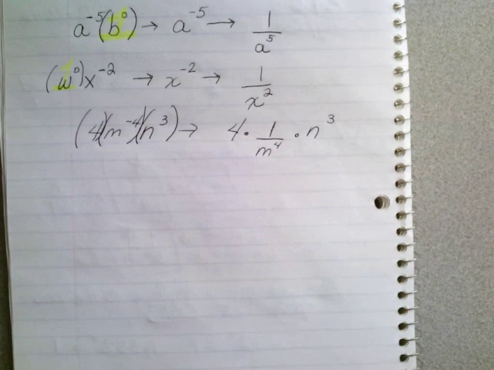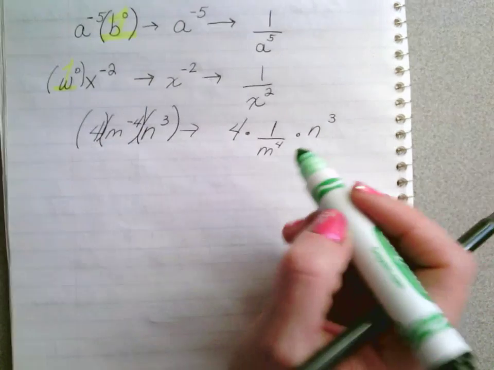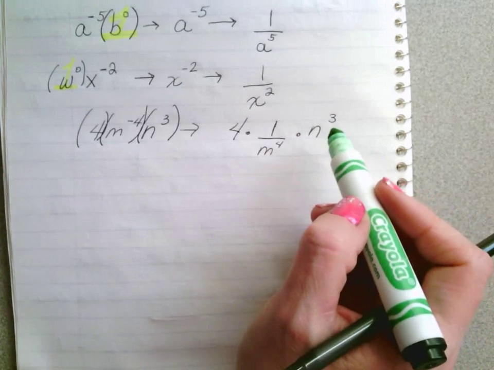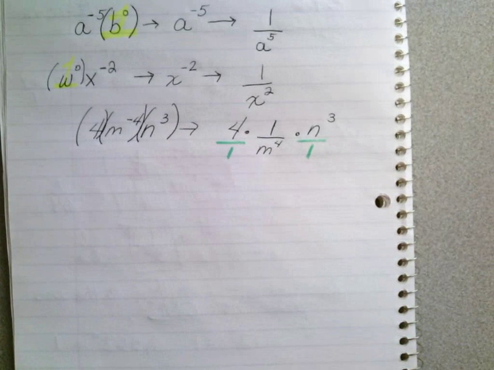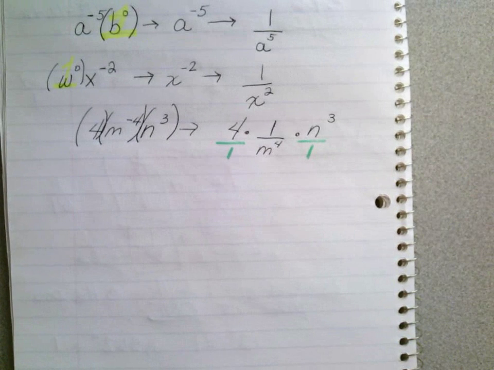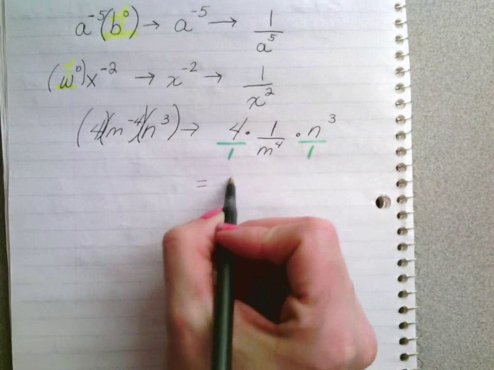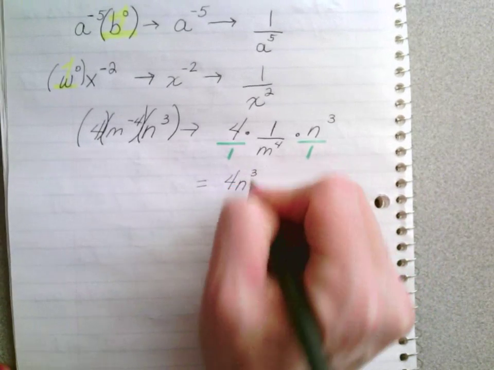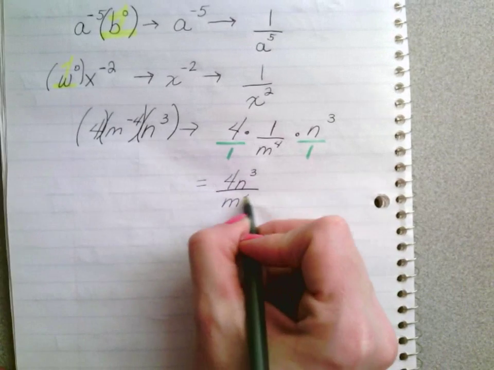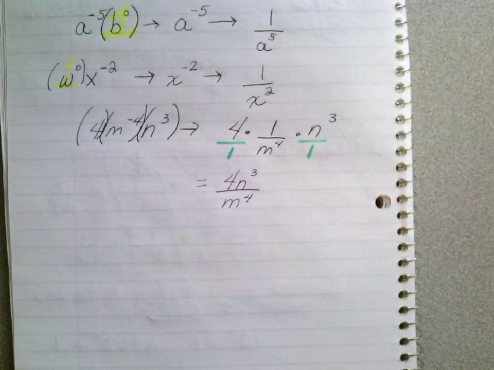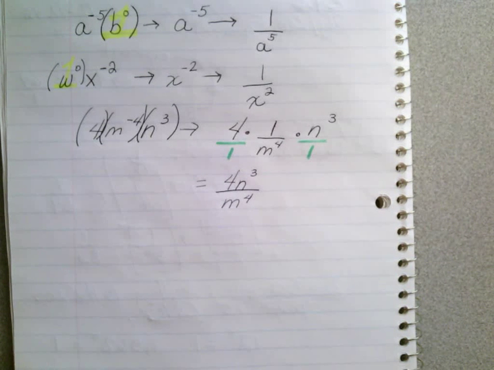So now what I'm left with is 4 times 1 over m to the 4th times n cubed. Multiplying fractions with whole items is easiest accomplished by putting a 1 underneath. So I threw 1 under 2 of those things. Your result should be in the numerator position 4n cubed. Your result in the denominator position is m to the 4th. We're going to practice a few of those shortly. That's example 1. I know it's a lot.